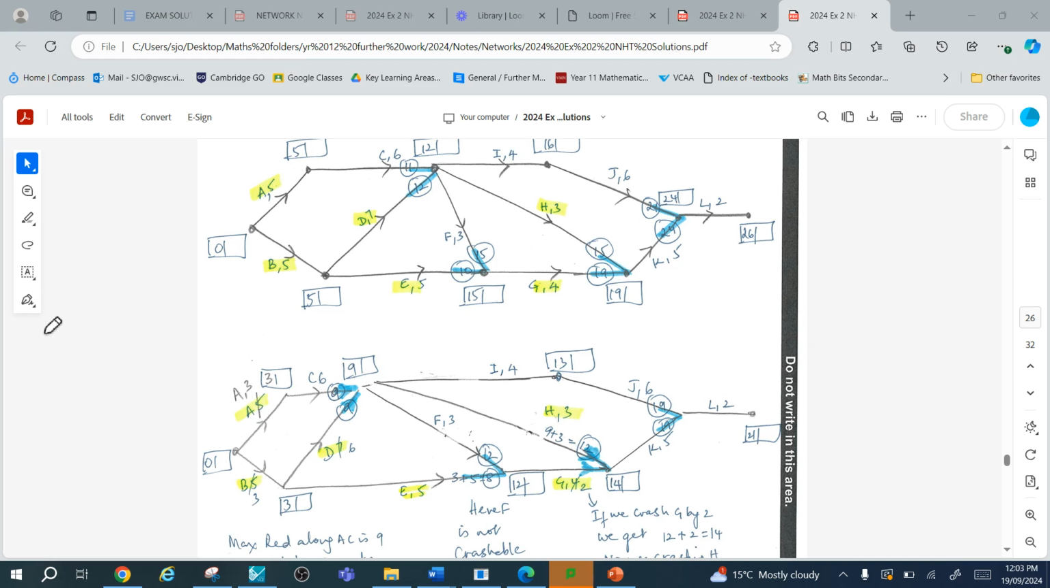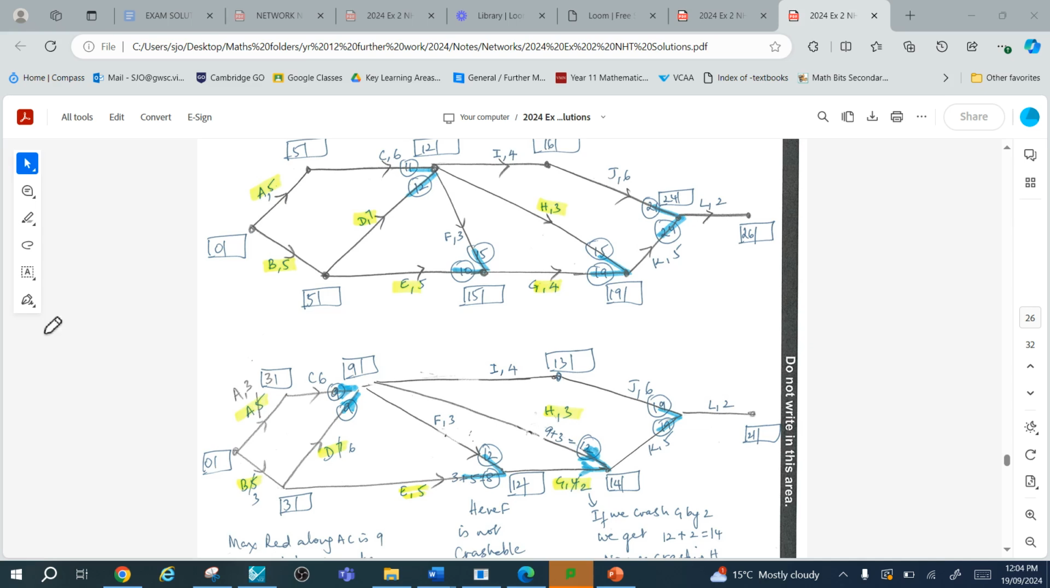Now I can crash activity E, but if I add the original earliest starting time plus duration time, it gives me 8, which is already less than 12. So it's no use crashing E further because it's not going to affect 12. The choice that you make will still be the larger value, which will be 12. So don't bother crashing E.